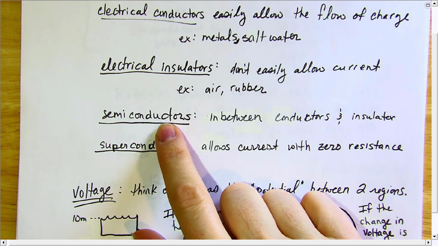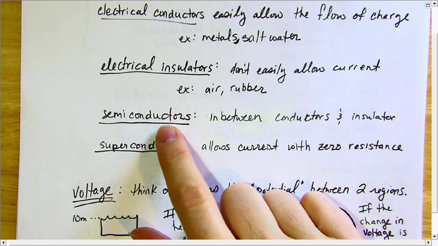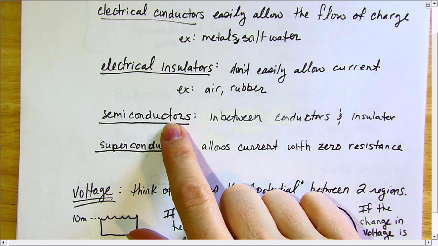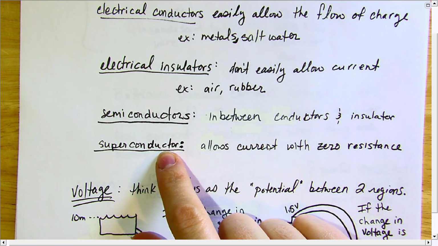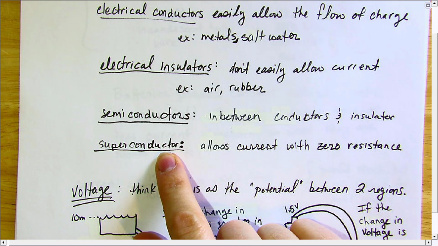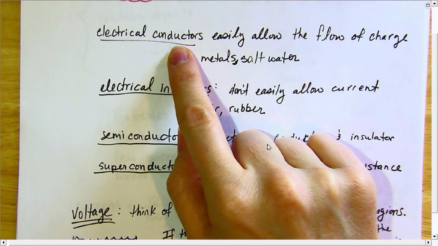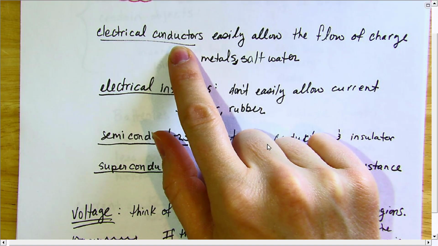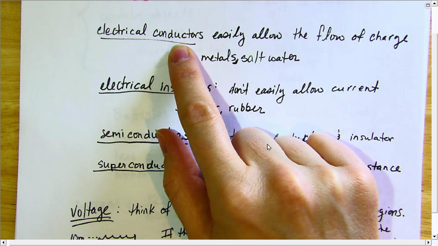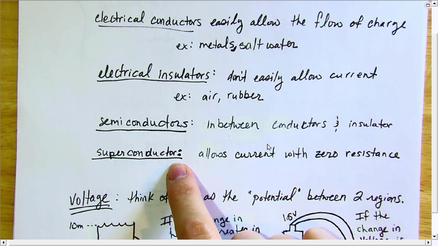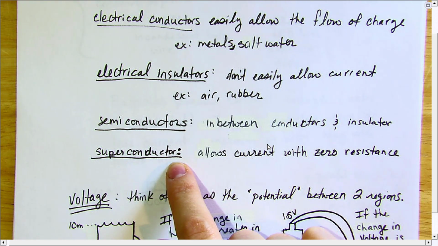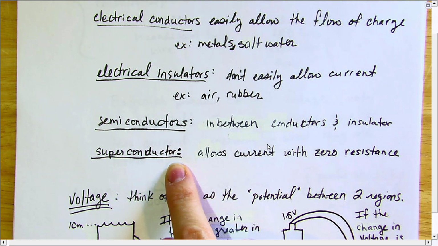Semiconductors are kind of in between a conductor and an insulator, and you can tweak them to do cool things, like be LEDs or diodes. And then a superconductor allows current to flow perfectly well. So if I imagine a conductor, it easily allows the flow of charge, but I imagine that there's still a little bit of resistance, right? Because things aren't perfect, and there's usually a little bit of friction. A superconductor doesn't have that. It is ideal. It is perfect. It allows current to flow with zero resistance. You could imagine it like zero friction.